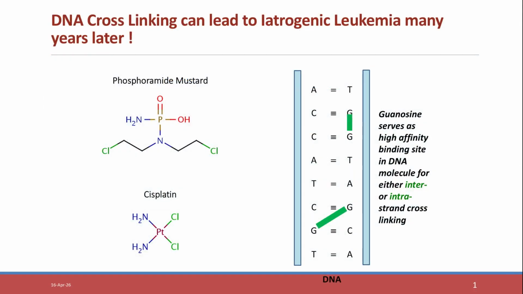Cyclophosphamide ultimately generates phosphoramide mustard as the active alkylating moiety. This causes DNA cross-links between the strands or within the same strand, causing failure of DNA replication. Cisplatin also acts in a similar fashion.